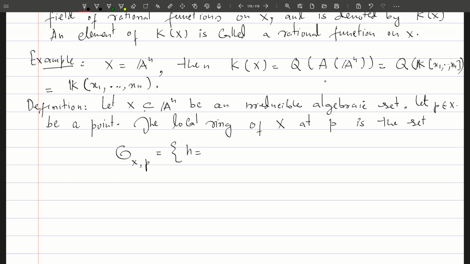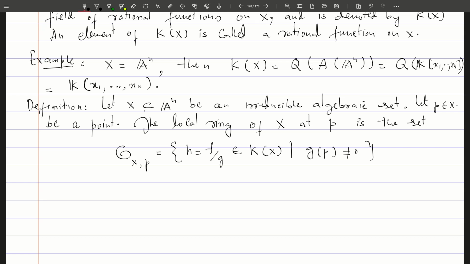Now h being a rational function, it is the quotient of two polynomials f and g. So this is an element of kx such that g does not vanish at point P. I mean g of P is different from 0. Now this set is called the local ring at P.